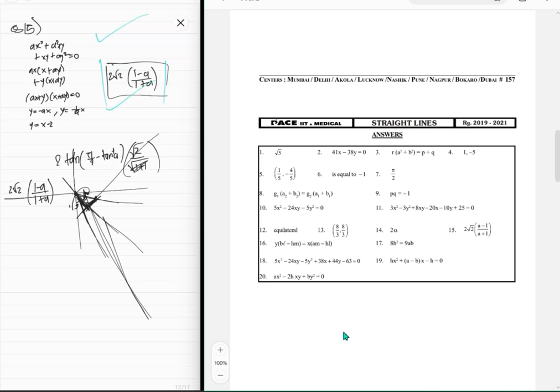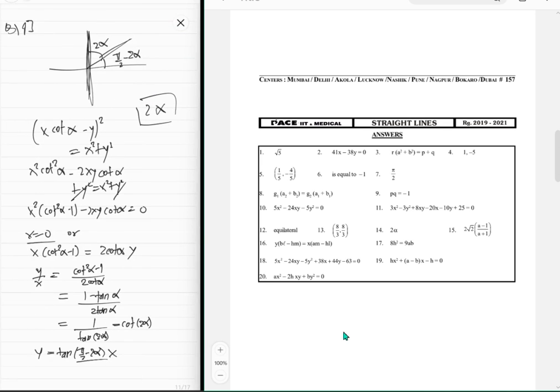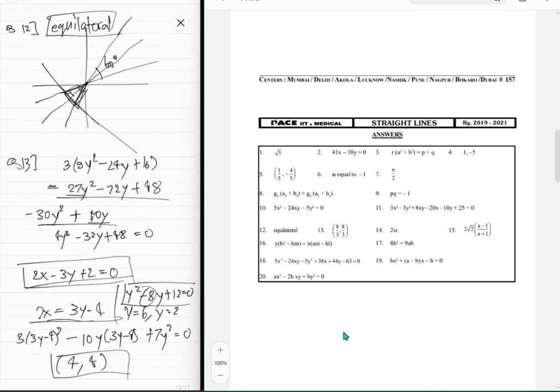Question number 14. 2 alpha. There we go. Question number 13. Oh, this is different. 8 third, comma 8 third. Ow, I made some kind of mistake. I'm gonna do it once again later. Equilateral, yes, that's correct.